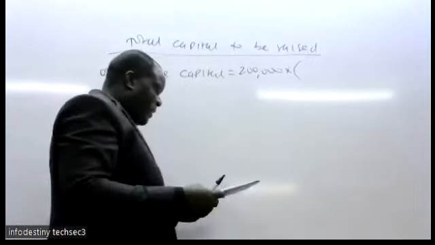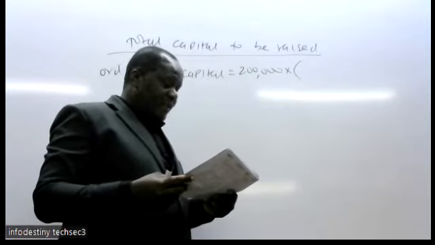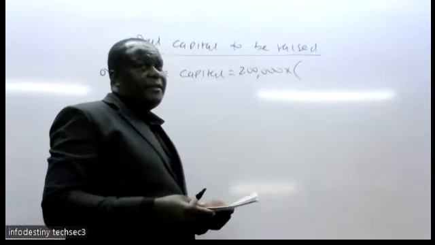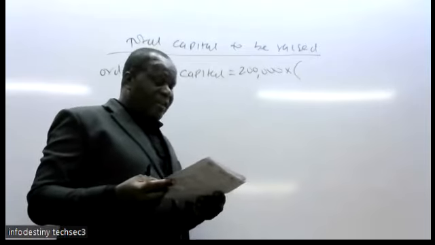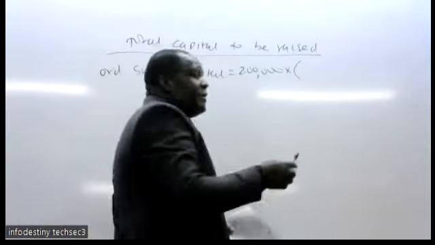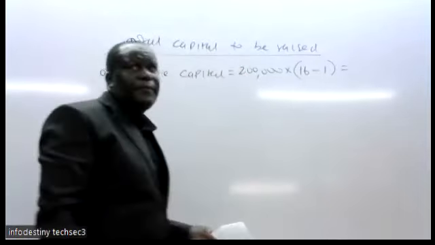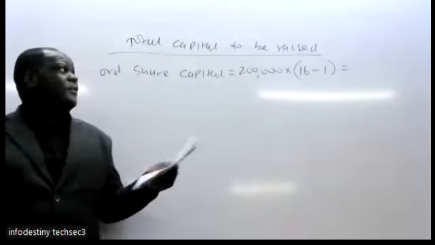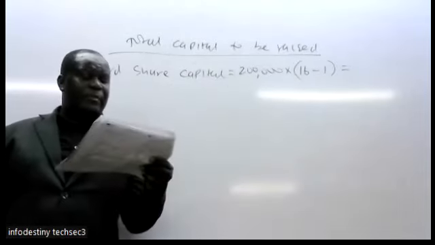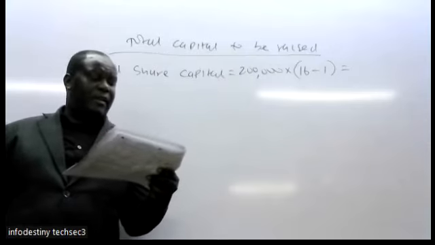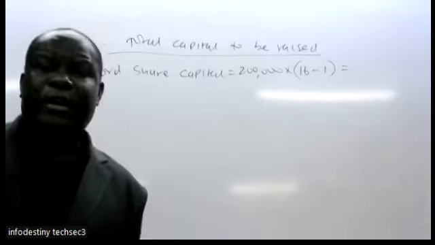Then the price, they are being issued at how much? The issuing price. And the par value is the one of 10. So they are being issued at 16 per share. But it's net of the flotation cost. The flotation cost is given as one. They have said total capital to be raised net of flotation cost. So the issuing price is 16 shillings. Then the flotation cost is one. So you net one so that you now get the capital from that.